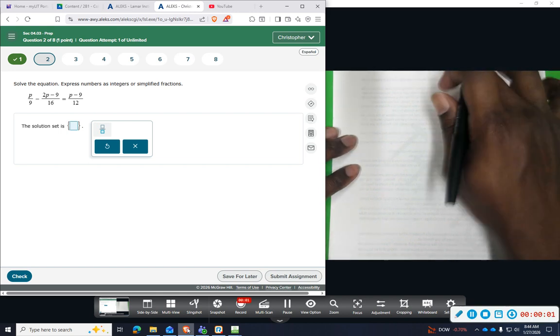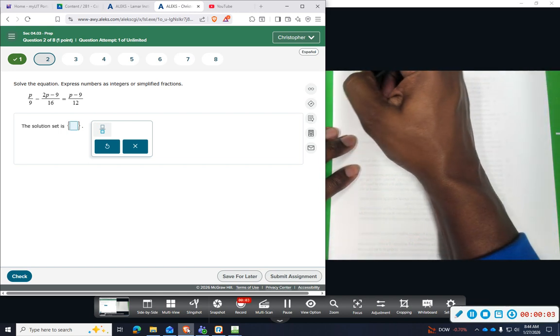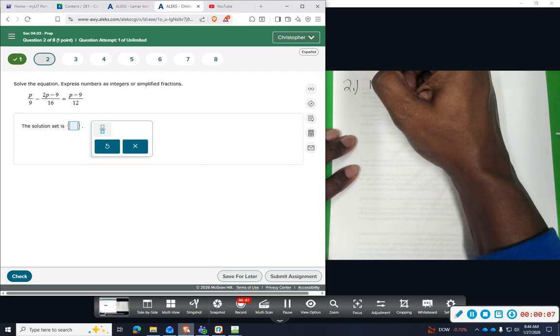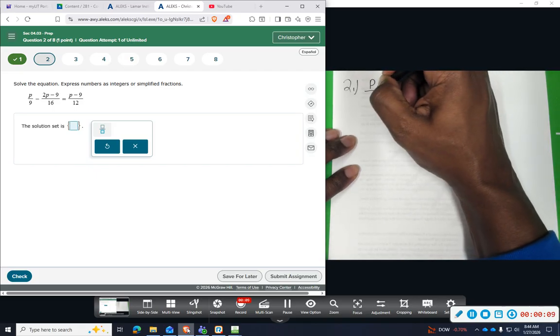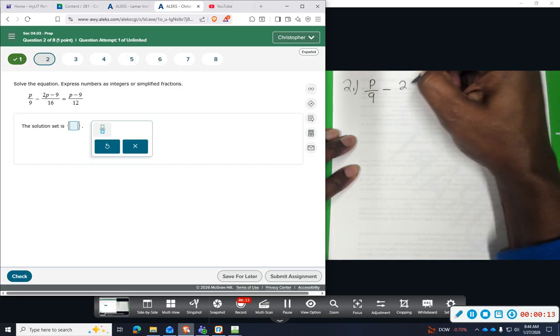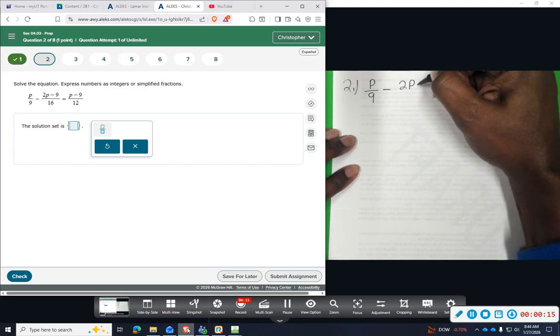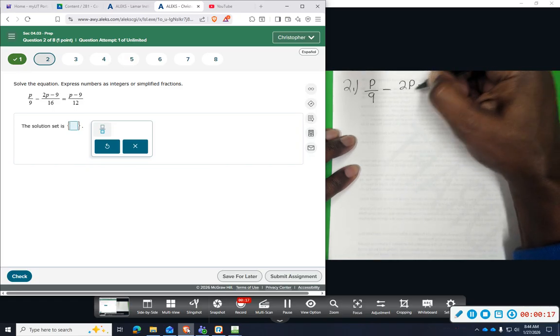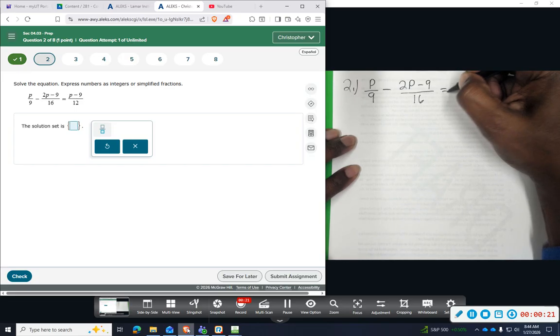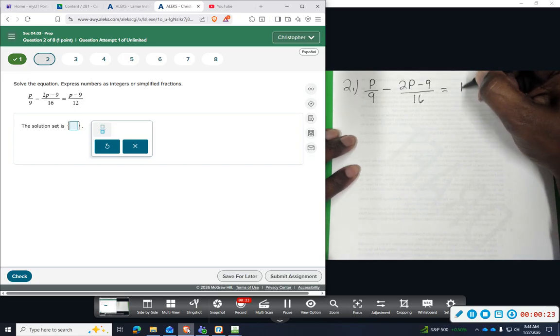All right, number 2 in rational expressions, we have p divided by 9 minus (2p minus 9) divided by 16, and then that is equal to (p minus 9) divided by 12.